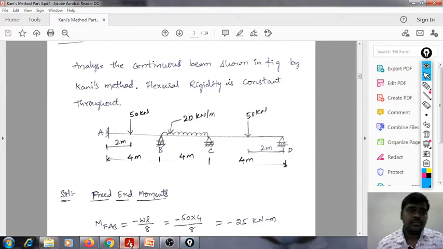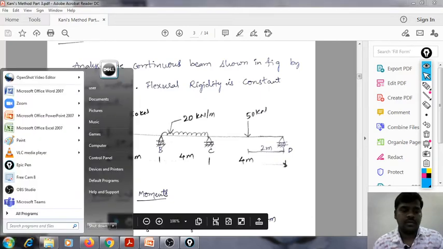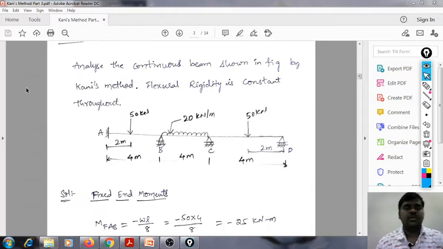this video. So this is a continuous beam as shown in the figure. Analyze the continuous beam shown in the figure by Kani's method. The flexural rigidity is constant throughout. If you see the beam here, at A we have a fixed support, at B we have a simply supported roller, and at C is a roller.